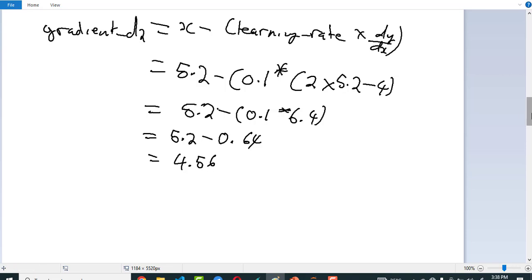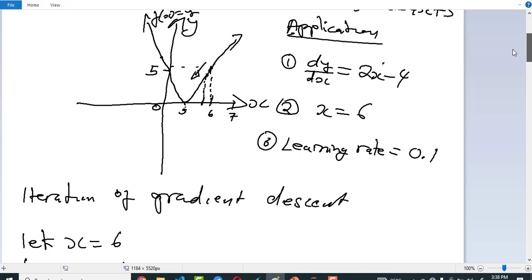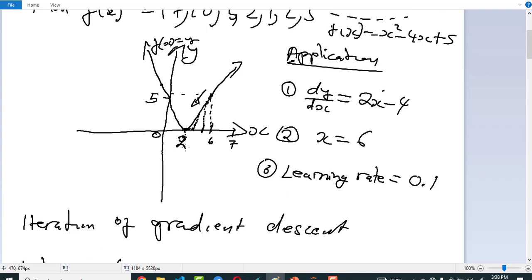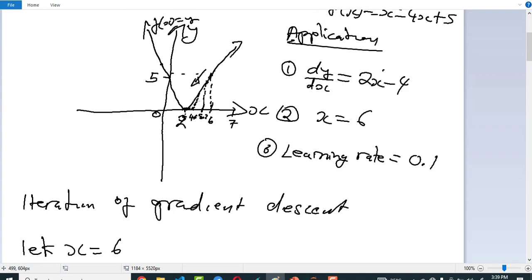So this is the next value, and we move this way again until we reach this point. So we started at 6, we move to 5.2, then we move to 4.56, and we keep moving until we reach this point. So this is the learning rate at which our model is learning the given data.